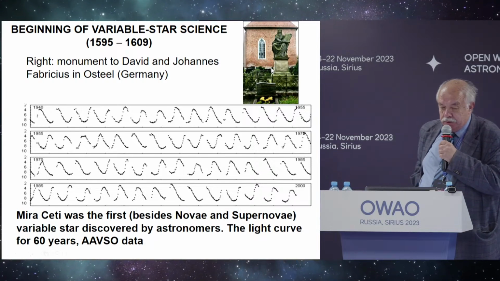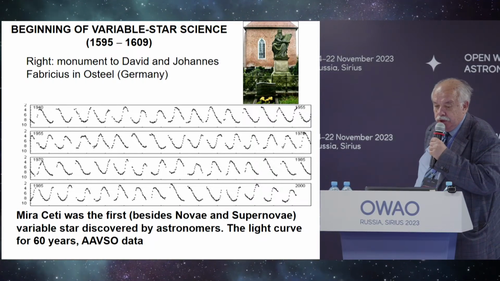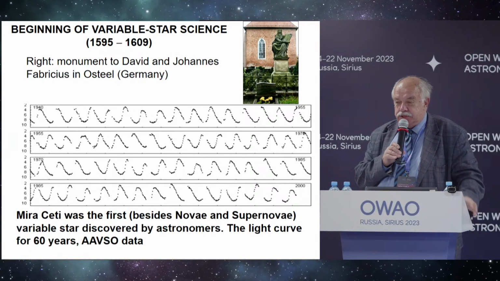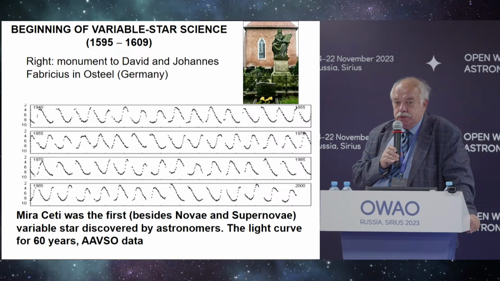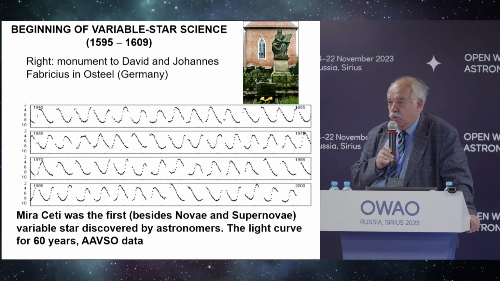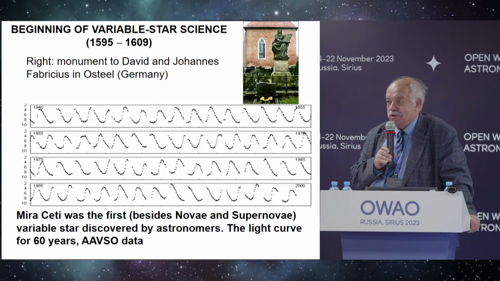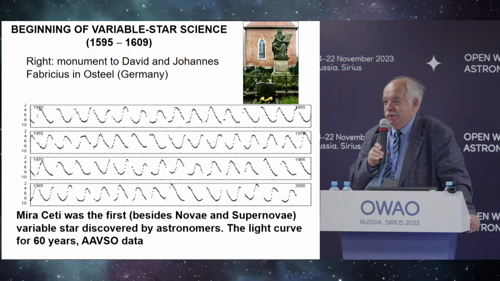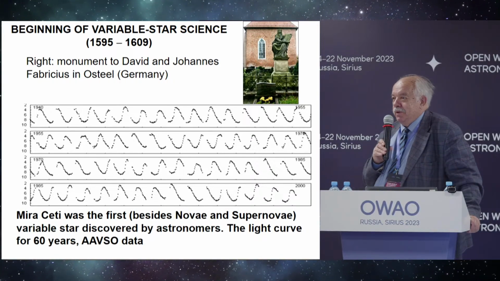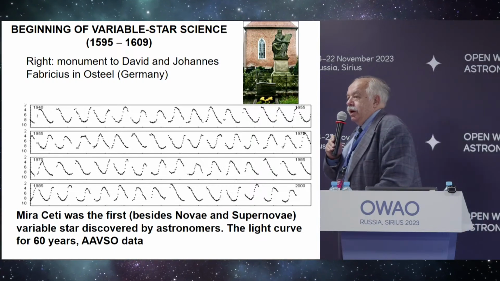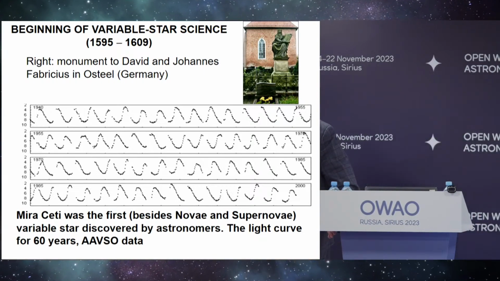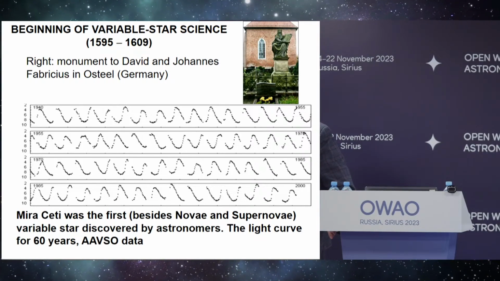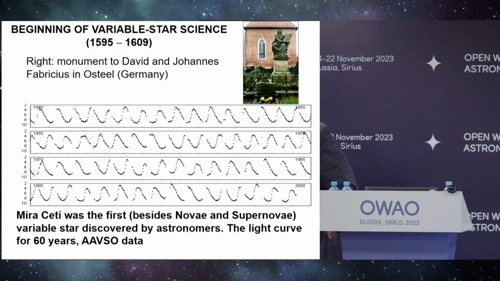And what is here in this slide? This is a monument to astronomers David and Johannes Fabricius in Osteel, Germany. But we see that the monument shows a female figure. Why? What is this female figure? It's the muse of astronomy, Urania. For instance, in my country, in the city of Ulyanovsk, there is a monument to Karamzin, famous historian. And there is also a female figure there, the muse of history.